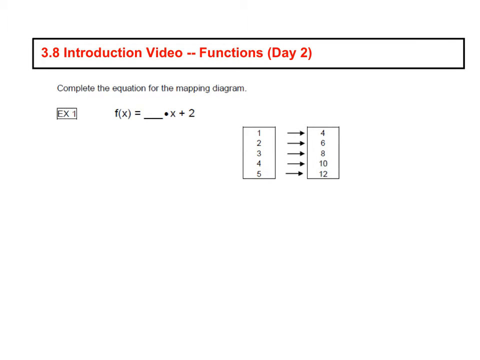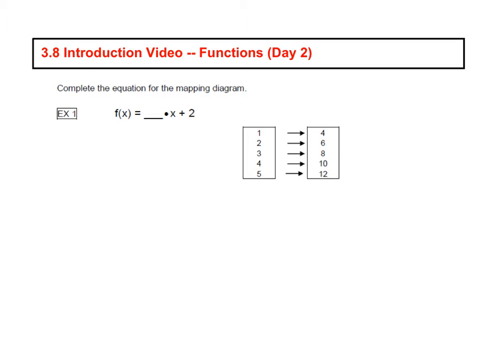All right, we're moving on to our second day of lesson 3.8, continuing our work with functions. So here we're asked to complete the equation for the mapping diagram. If you haven't seen a mapping diagram, here's an example of what one looks like. Basically, you have all these values on the left. These values go into your function, and you get back these values over here.